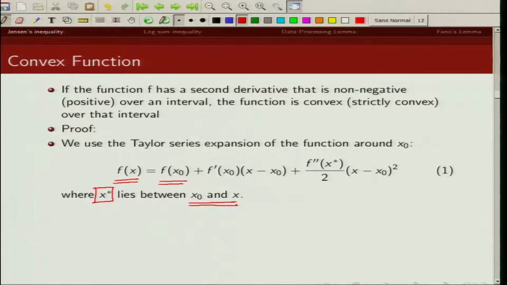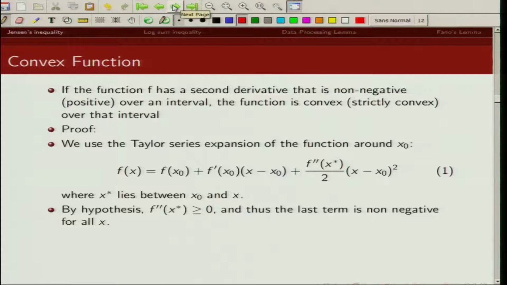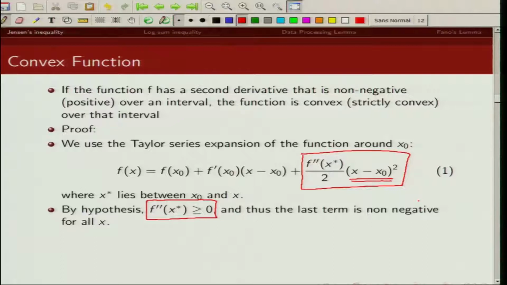Now what am I saying? I am saying for the function to be convex, I want the second derivative to be non-negative. So what I need to show is, if the second derivative is non-negative, then this function f of x is convex. So let us prove it. If the second derivative is non-negative, then this last term is going to be, with this being non-negative and this being the square of x minus x naught, which is also non-negative, a non-negative term overall.